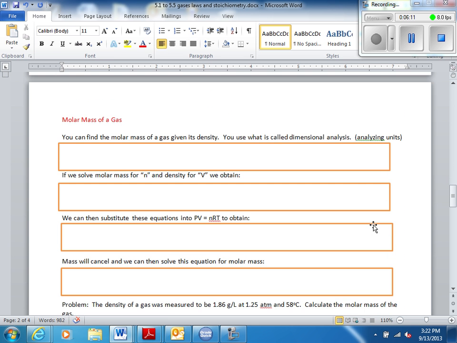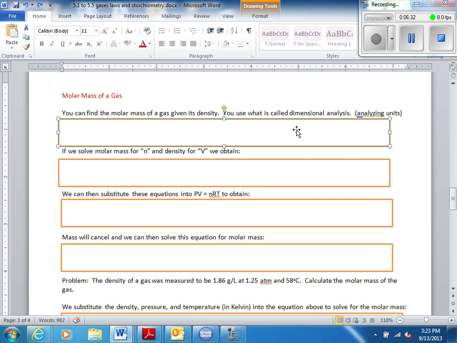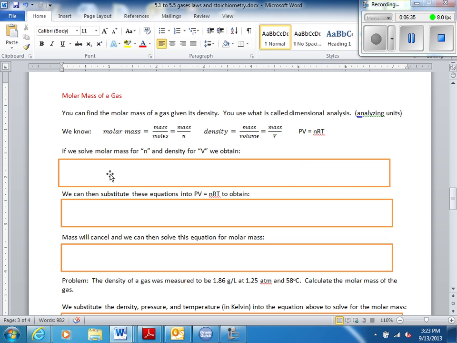All right. Now, you can find the molar mass of a gas from its density, and we use what's called dimensional analysis. It's a fancy word for analyzing units, because dimension is a unit. Your dimensions are your units. Analysis, analyze. So, we have two equations. Molar mass is mass over moles, and in the ideal gas law, moles is n. Density is mass over volume. In the ideal gas law, we write volume as V, and we know PV is nRT.